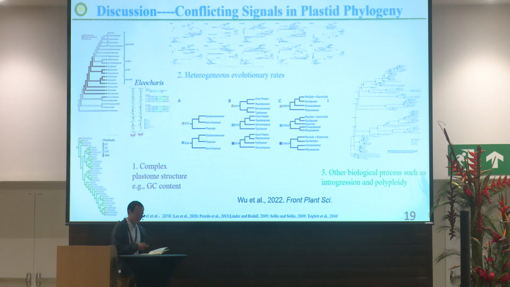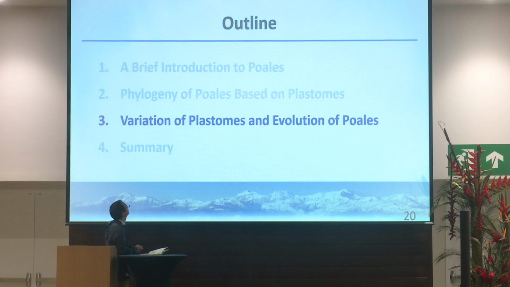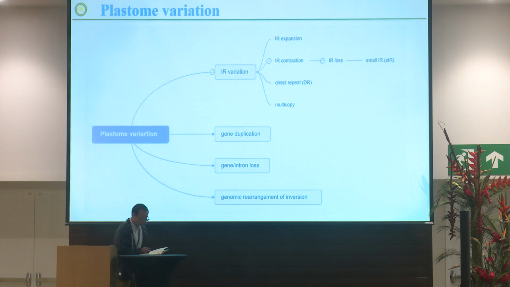We thus decided to further explore the variation of plastomes in Poales. The variation could be studied from major points, such as the inverted repeats variation, the gene duplication and the gene and intron loss, and the genomic rearrangements, such as inversions.